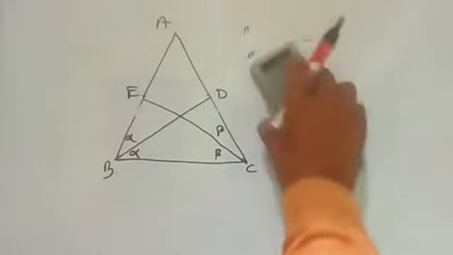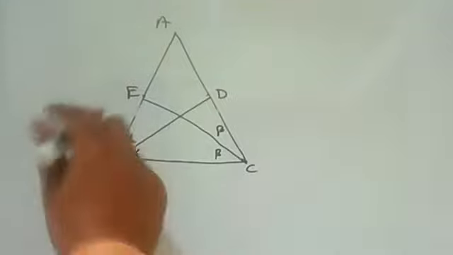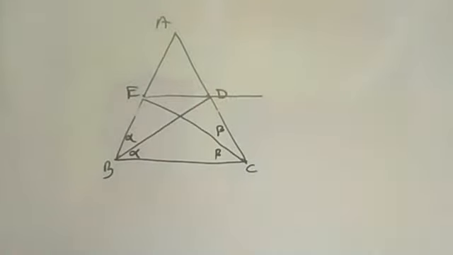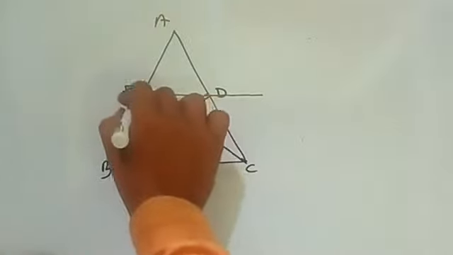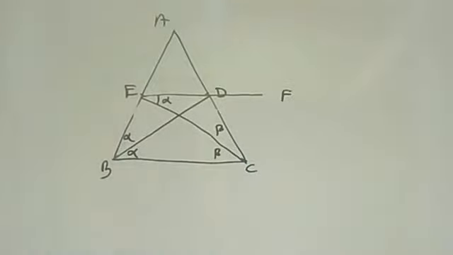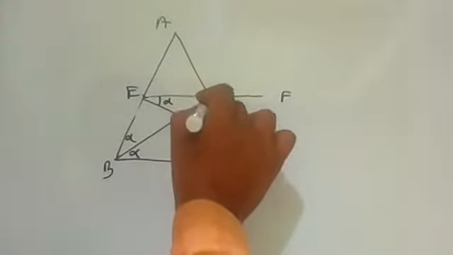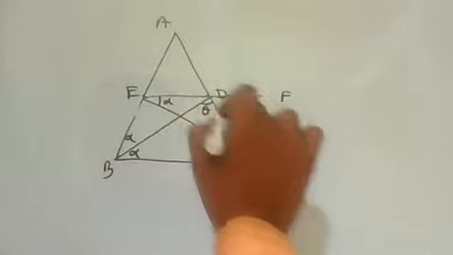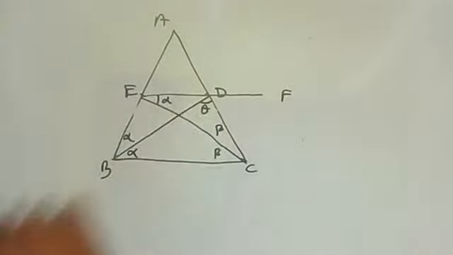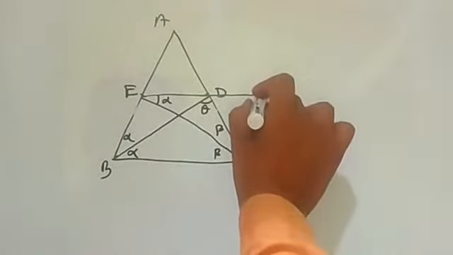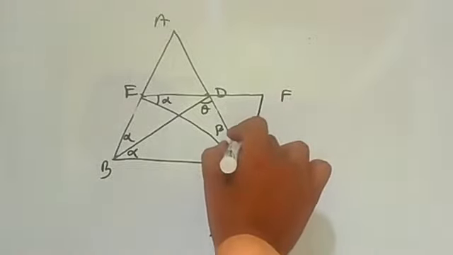Now let's draw here an alpha angle. This is alpha. Draw a line EF such that this is alpha, and let this be theta. So here draw alpha and here theta. This is theta.